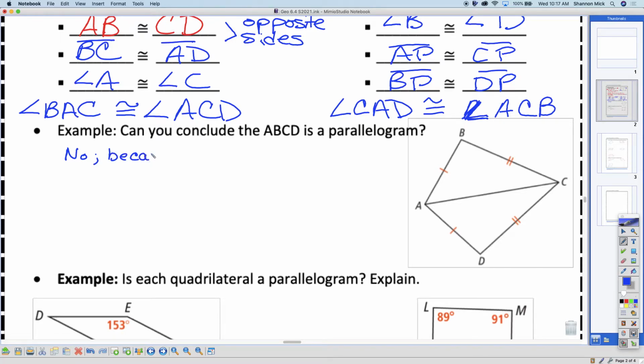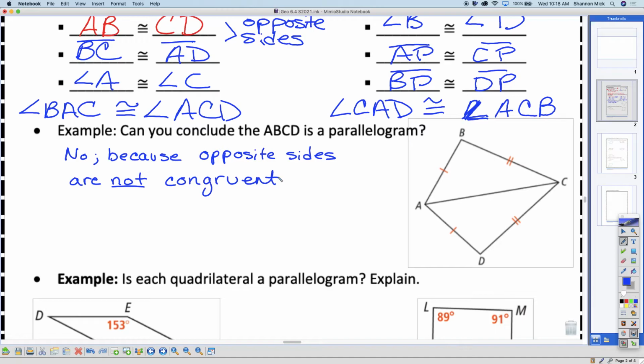And you're going to say no because, and you're going to find your own words. Mine, I say the opposite sides are not congruent, because the consecutive sides are congruent, and that's not how this works, is it? Those opposite sides have to be congruent.